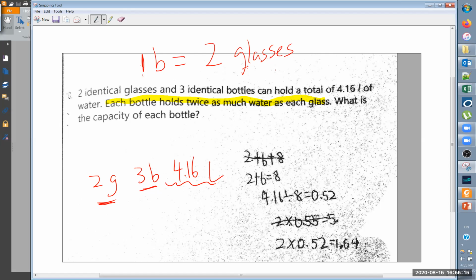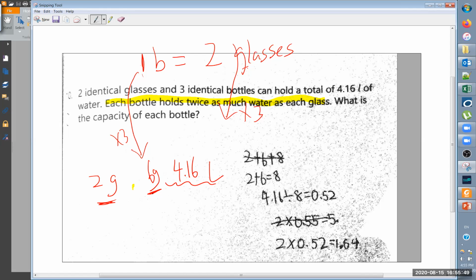Then can you see 3 bottles here? So 3 bottles is how many glasses? Use proportionality. Your bottle times 3, so your glasses also must times 3. So 3 bottles is actually 6 glasses. So you don't need to look at this 3 bottles. You will change it to 6 glasses.